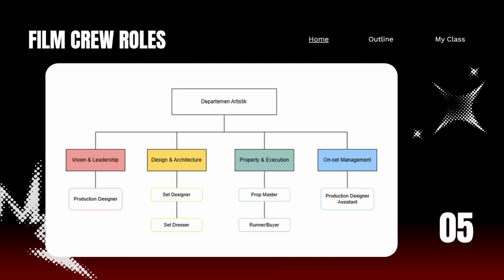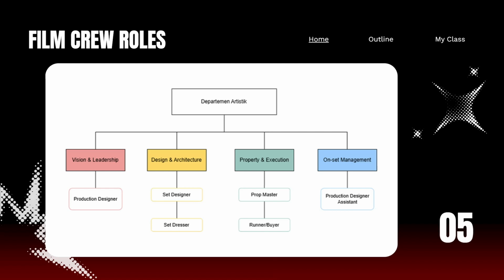Now, in order to ensure the background and the world of the film match the story, this is the work for the art department or artistic department. First, we have the production designer. They are the ones who design the overall visual look of a film. This includes the set color, props, patterns, clothing, and makeup. Next, we have the set designer. They are the ones that help design the specific interior and exterior sets based on the production designer's direction.